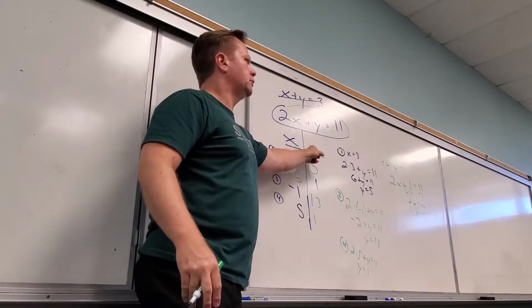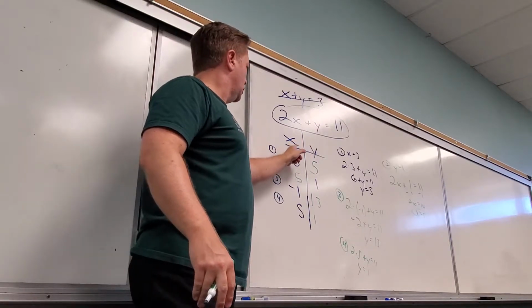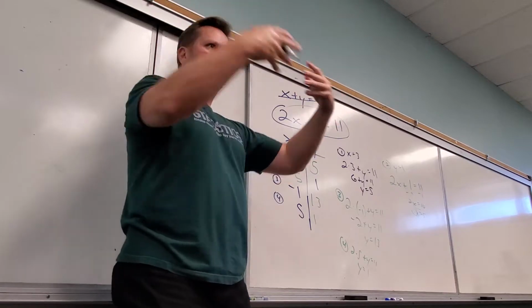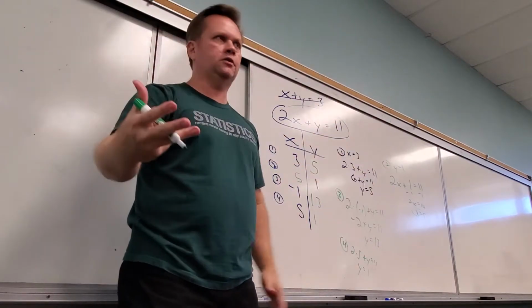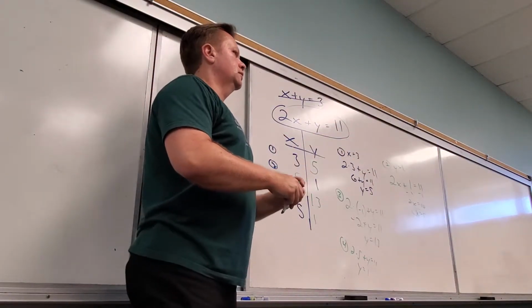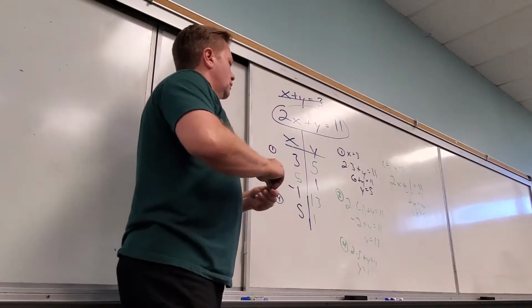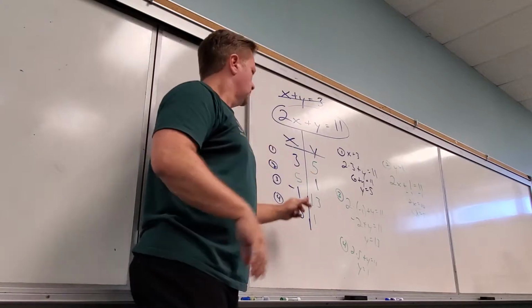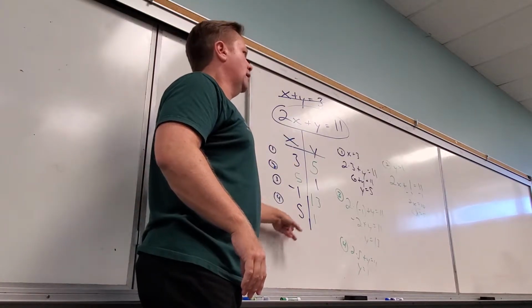So in an x, y table, you could pick something for x and get a y, or you could pick something for y and get an x. It doesn't matter because they're related to each other. Who cares which one you got first? Now, this is what I sometimes say: use some of the points you found to graph the line.